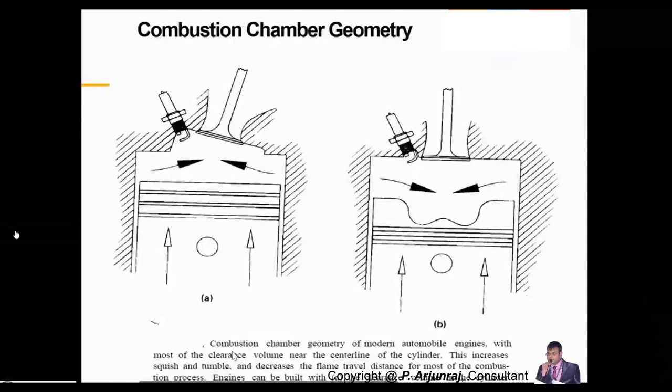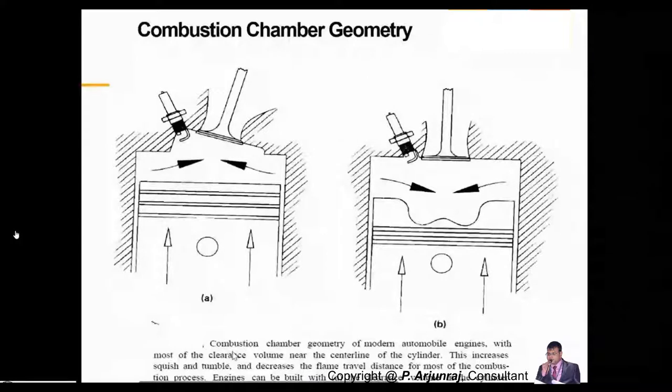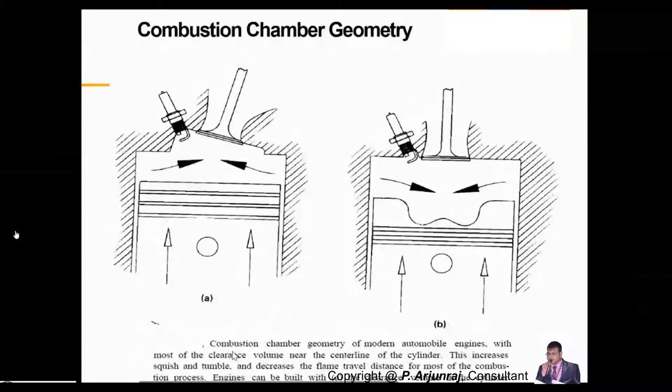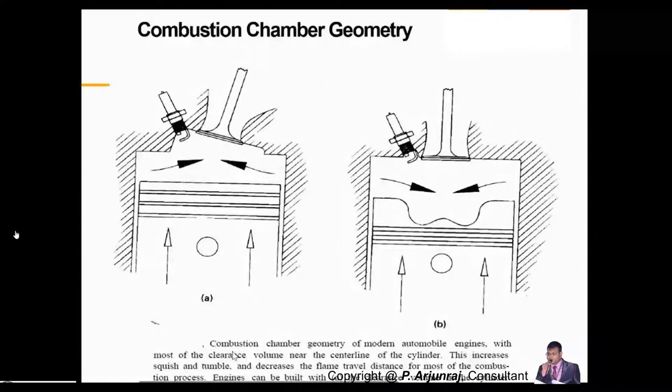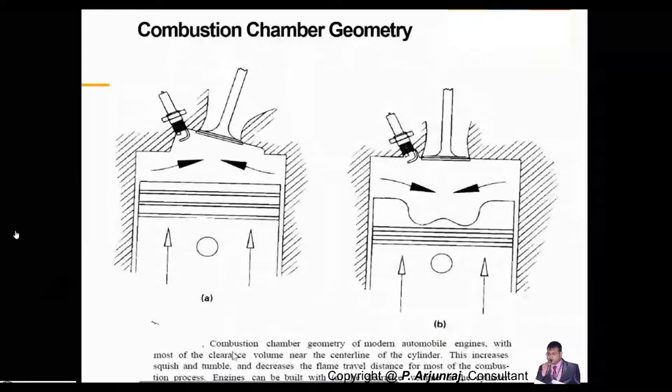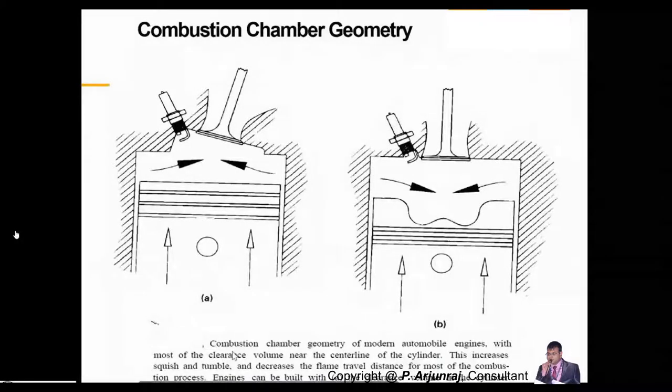When the flame is traveling a large distance, there is a possibility that some unburned gas or unburned fuel may be left out, due to carbon monoxide and hydrocarbon emissions. So the main objective is to burn all the fuel inside the combustion chamber by squeezing, tumbling, swirling, or creating turbulence. You need to decrease the flame travel. Flame is what happens after the combustion: the air and fuel get mixed, you get the combustion, and the flame travels. You should not allow the flame to travel a long distance; you should reduce the distance.